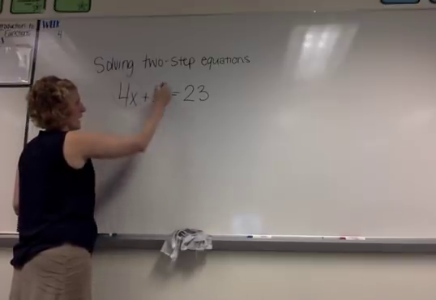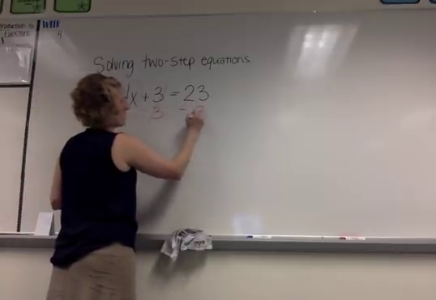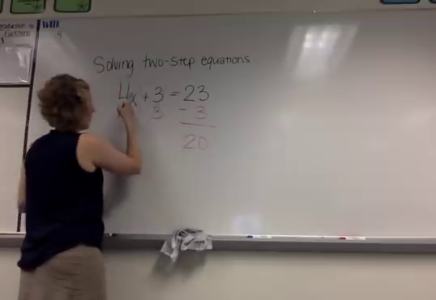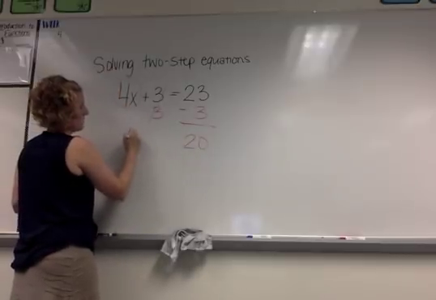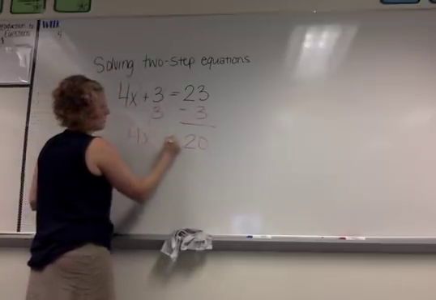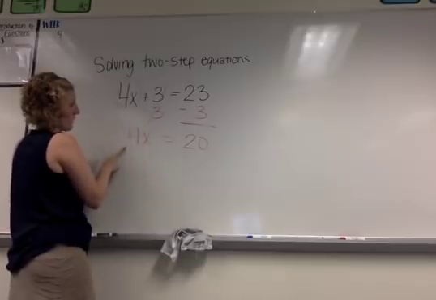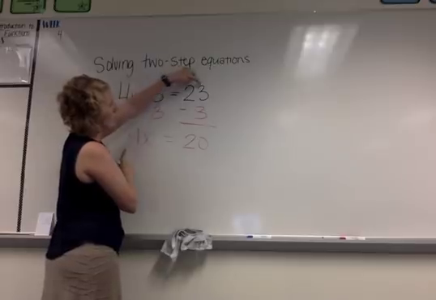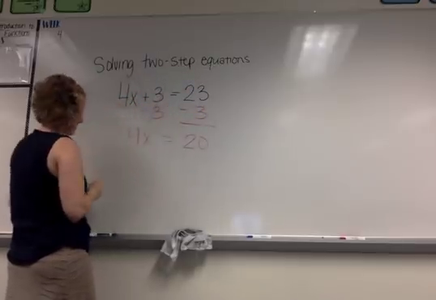Remember, 3 minus 3 cancels. Subtract 3. So 23 minus 3 is 20. And bring down what you have. So it would be 4x equals 20. I brought down the 4x because this canceled out. I brought down my equal sign. 23 minus 3 is 20.